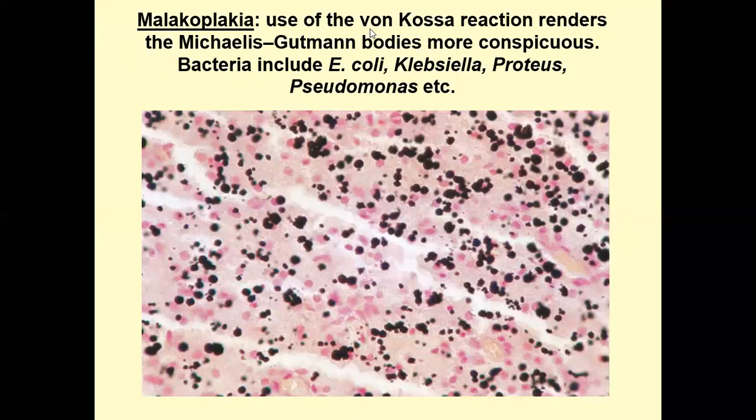We have to go for the von Kossa reaction to highlight these Michaelis-Gutmann bodies, which is a stain we use for calcium. Since these bodies are formed because of calcium deposits on the bacteria, that's why we use the von Kossa stain. The bacteria which can cause malakoplakia include E. coli, Klebsiella, Proteus, and Pseudomonas.